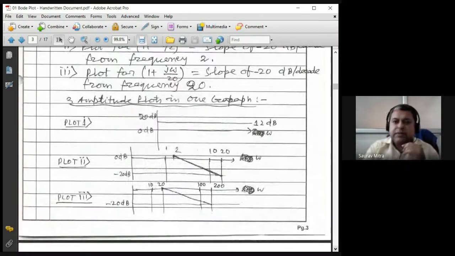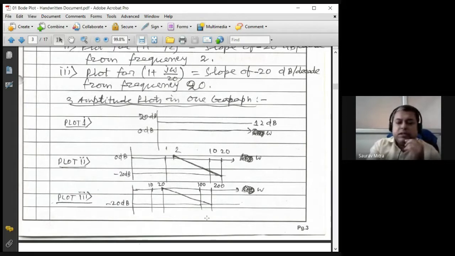So this is the first time I'm telling you this. It is very easy to draw for the 12 dB thing. Just above 0 dB you calculate in semi-log paper what is the 12 dB, and just draw a line, and there you write down this is for 4.